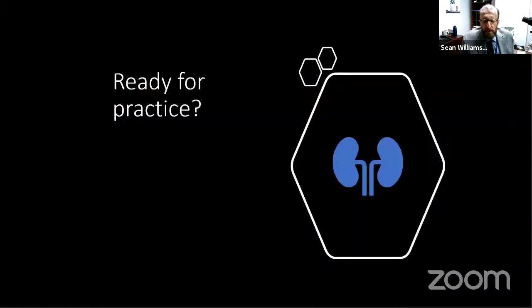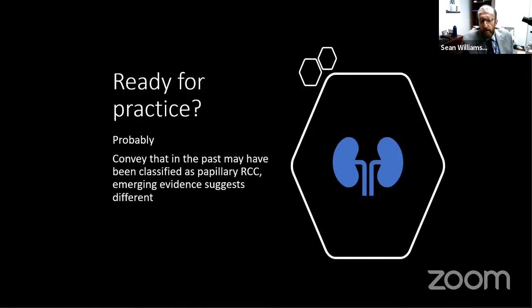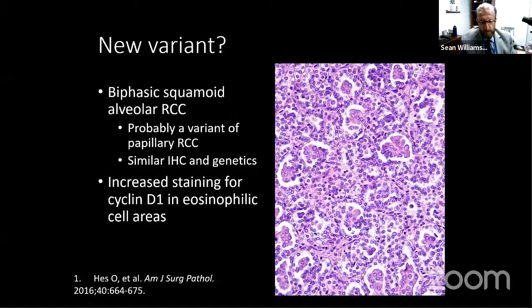But if you do have a tumor that meets all the criteria for the papillary neoplasm with reverse polarity, including the low-grade alignment of the nuclei, is that ready for practice? I think it probably is. You could make this diagnosis and then convey in your report that in the past these may have been classified as papillary renal cell carcinomas. Emerging evidence suggests that they are different. And so far, it seems that they have favorable behavior, although we need more data.